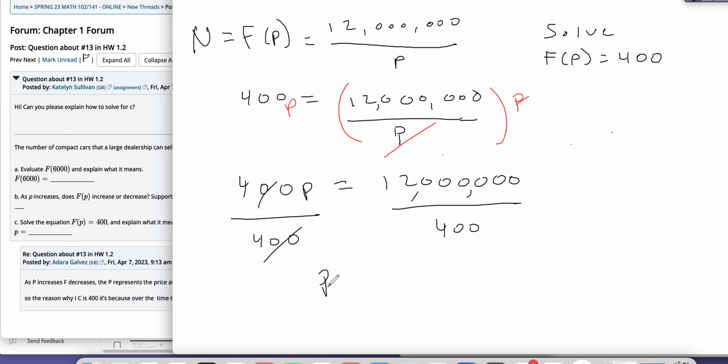So we got that. And that would be, what would that be? 4 goes into that 30,000, I think, if I did my places right. So what that means is when the price is $30,000, the number of cars sold will be 400. Hopefully that helps.